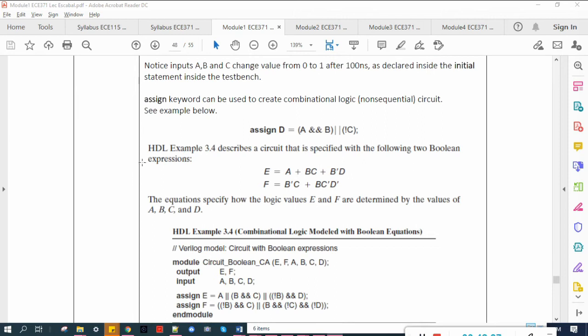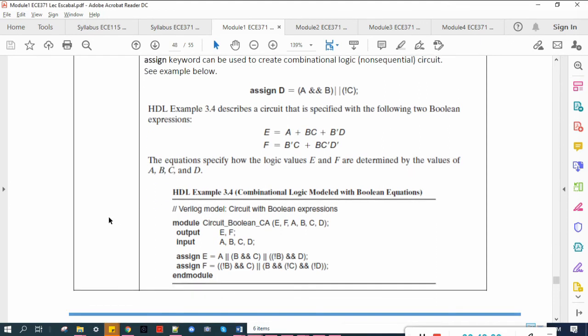HDL Example 3.4 describes a circuit that is specified with the following two Boolean expressions. E is equal to A or BC or B prime D, and F is equal to B prime C plus BC prime D prime. The equations specify how the logic values E and F are determined by the values of A, B, C, and D. So let's check example 3.4. It implements these Boolean functions for E and F.